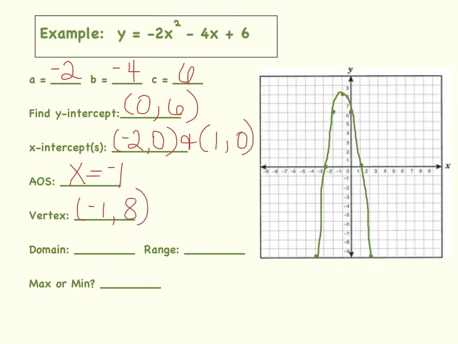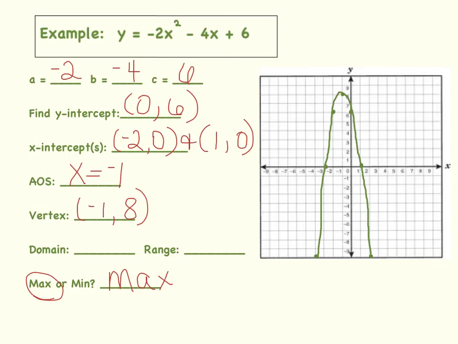Now before we look at the domain and range, go down to where you see max or min, and I want you to identify, does this parabola have a maximum, meaning its vertex is at the top, the highest point, or does it have a minimum where its vertex would be at the lowest point? I think it's very easy to see that it is the maximum. That means that this parabola is opening downward and the highest point is the vertex.